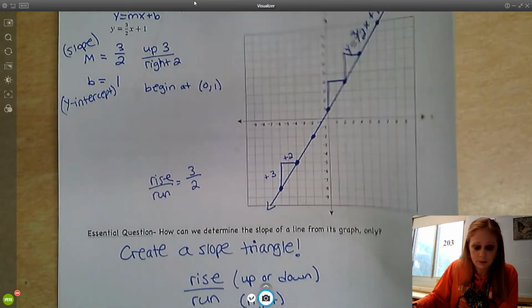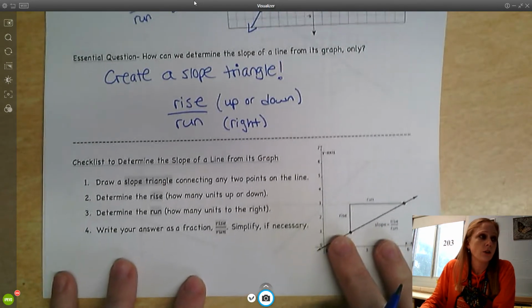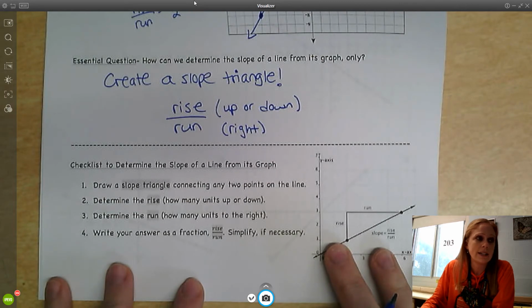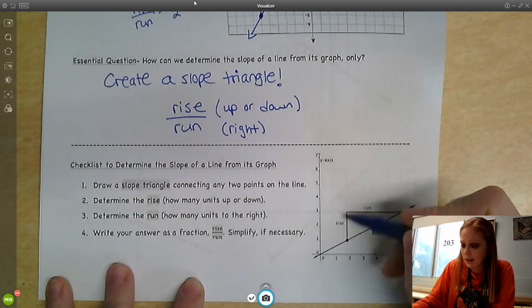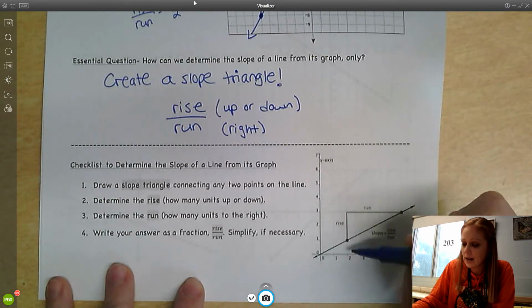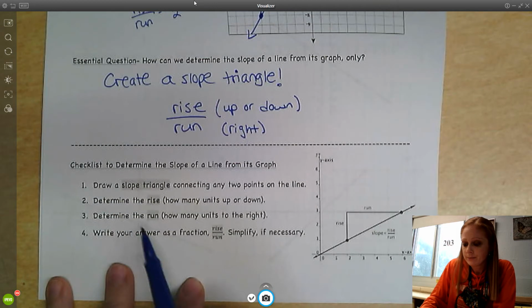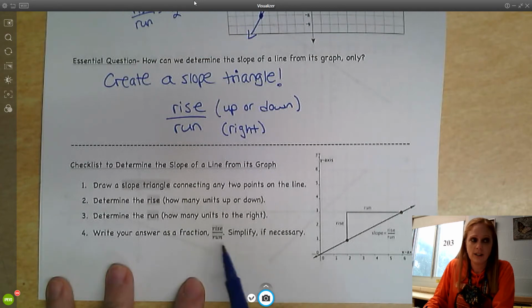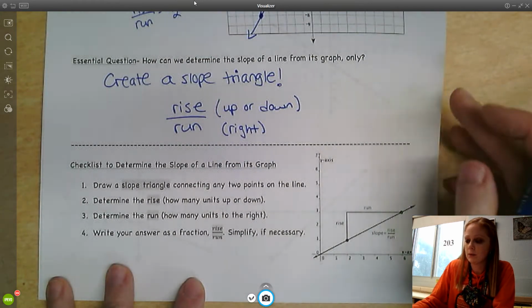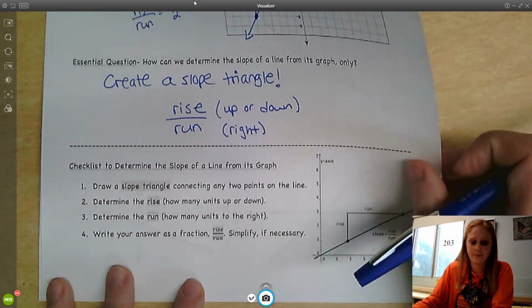And here are our steps. Okay, your first step is to draw a slope triangle connecting any 2 points on the line. So you just pick the two that are right back to back, and you connect them by making a triangle. So you're going to either go up or down, and then to the right. Determine the rise, which is how many units up or down, over the run, which is how many units to the right. Write it as a fraction, rise over run, and simplify if necessary.